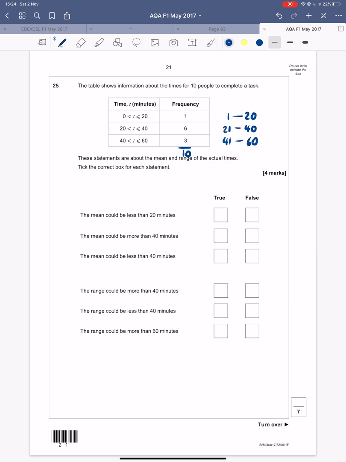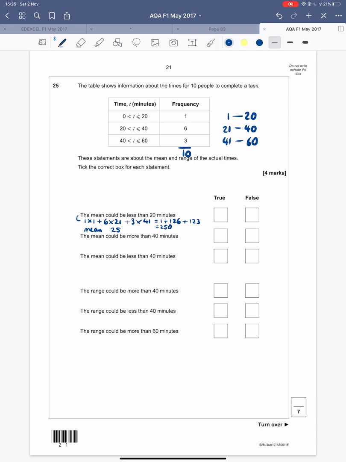So if it was, I'll write this one here, the lowest it could be is 1 times 1 plus 6 lots of 21 plus 3 lots of 41. So they add up to 1 plus 126 plus 123. So the total there is 250. And then when you divide it by 10, the mean for that particular case will be then 25.